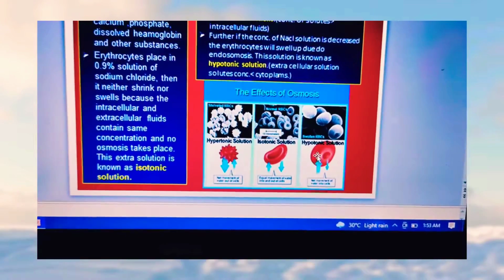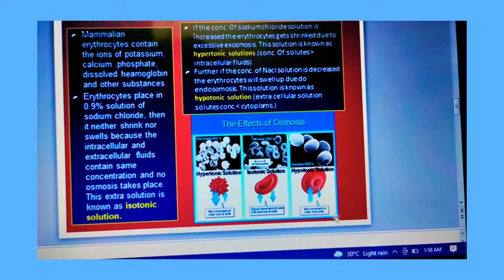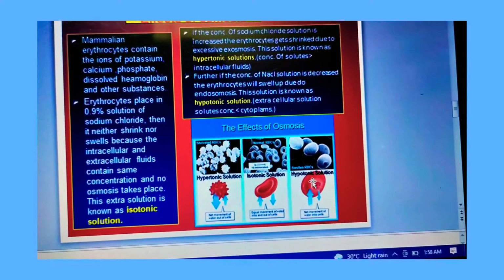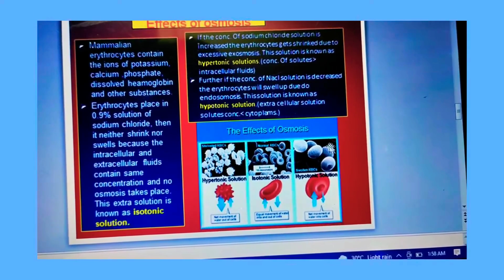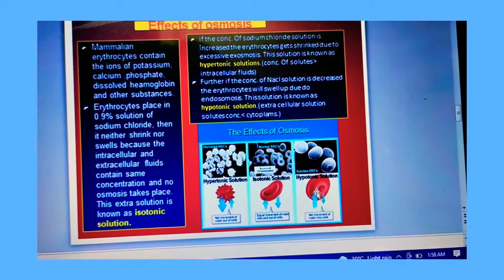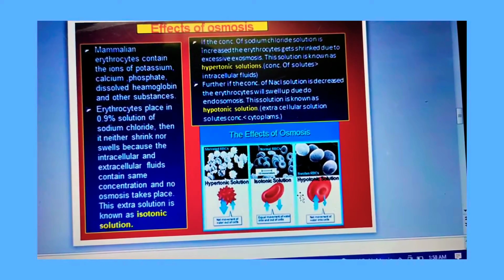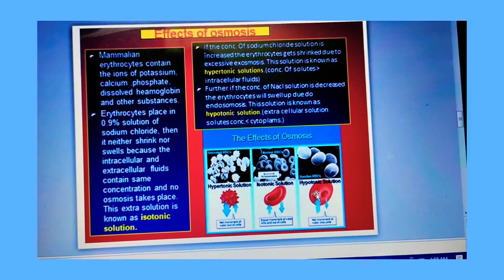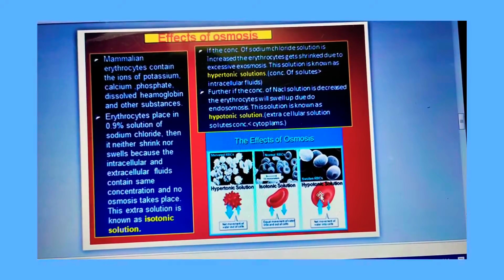Hypotonic means, during the hypotonic solution, the surrounding molecules are moving from the higher concentration to the lower concentration. The higher concentration environment is created near the surroundings of the cell organs, and the lower concentration environment is inside the cell organs. So the molecules will move from the higher concentration to inside the cell organs. So this solution is called hypotonic.